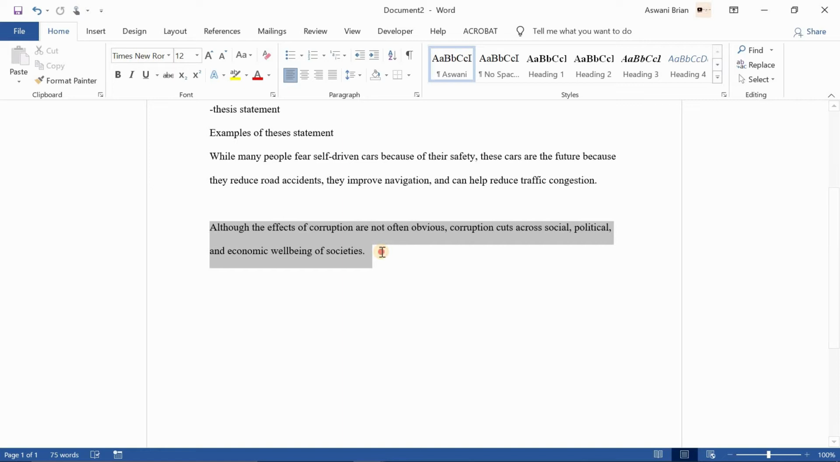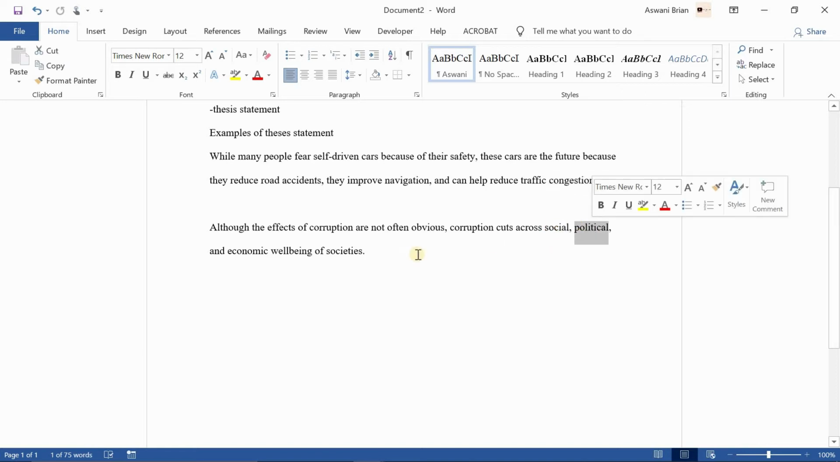So in this case, I have indicated, or just sort of given my readers, an idea of my focus. I've shown that my position is that corruption affects society, but I've introduced three areas that I will cover in the body. So already my readers can tell from this point on that I'm going to talk about the social effects of corruption, political effects of corruption, and economic effects of corruption.